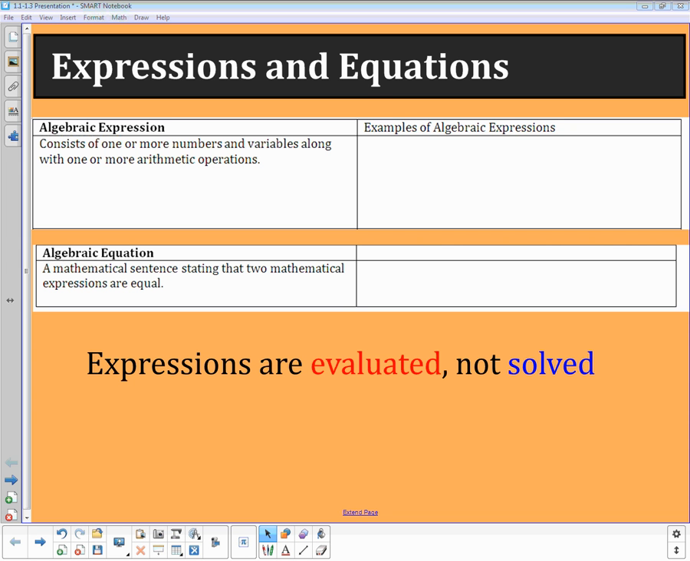Today our learning target is to be able to write and evaluate expressions and equations. So at the top of your notes page, we'll just talk a little bit about what those actually are.